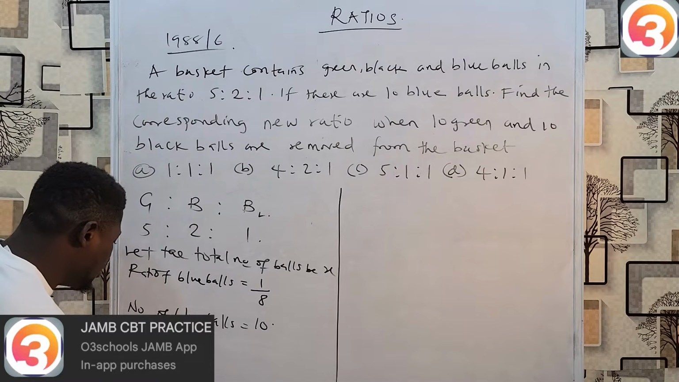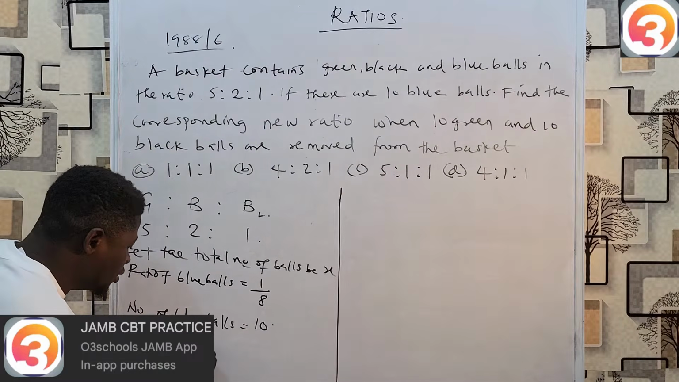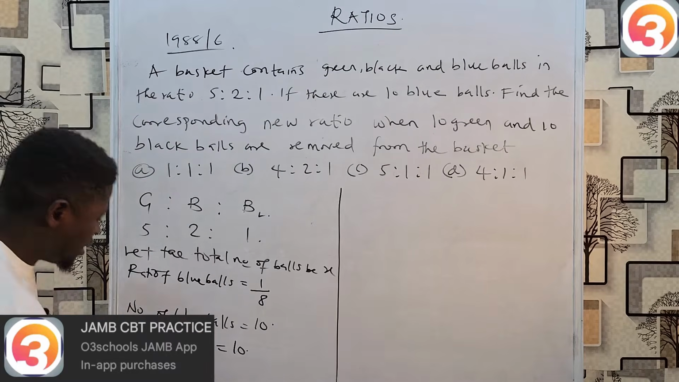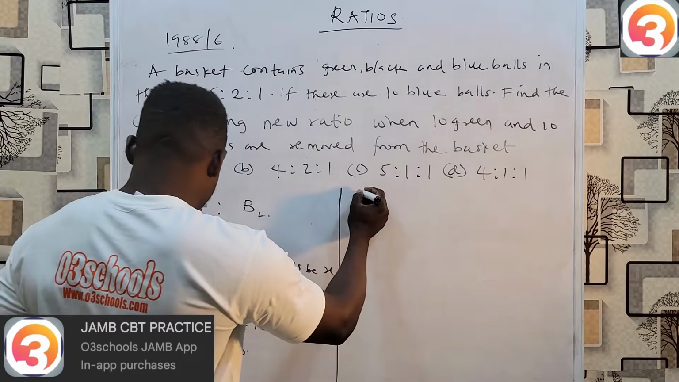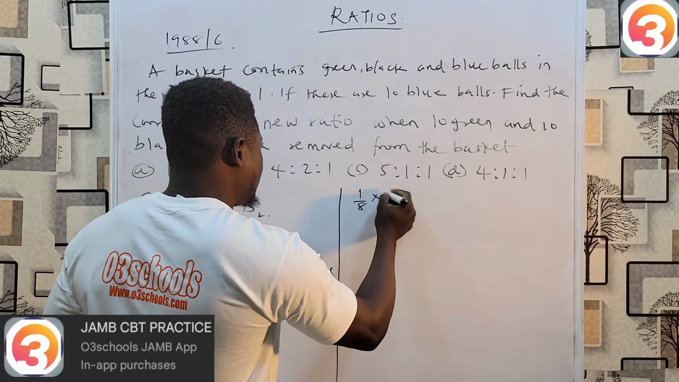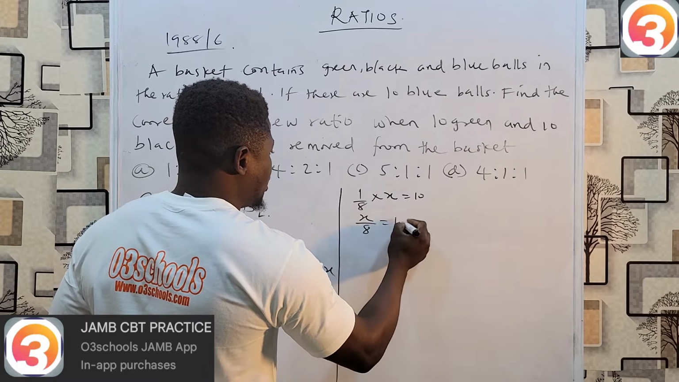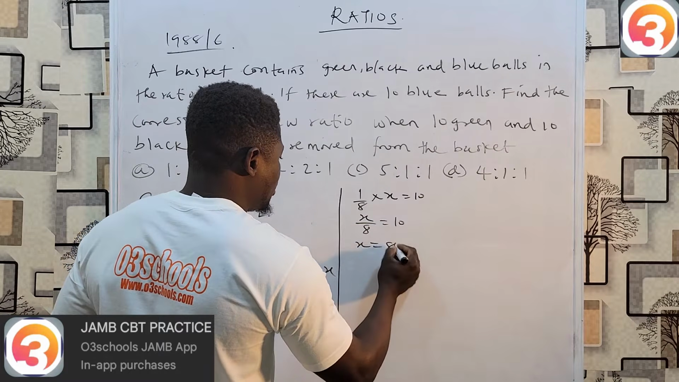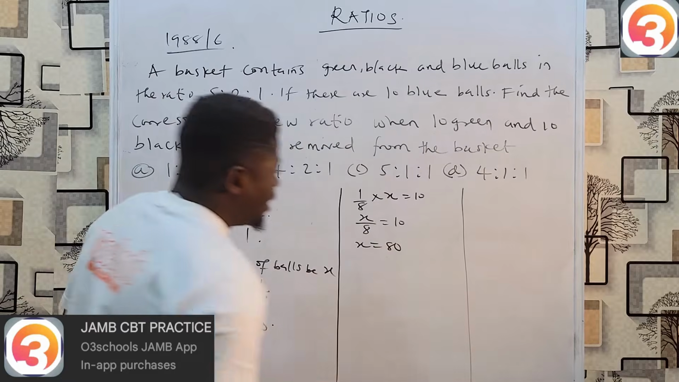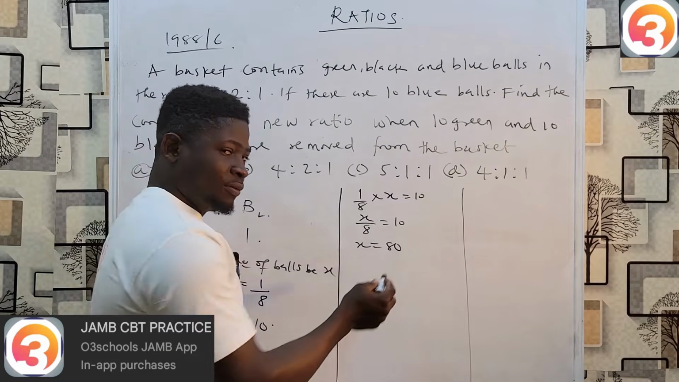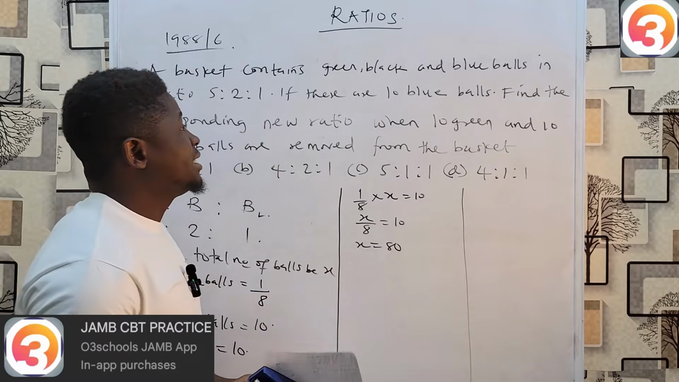we see that the ratio of blue balls of x is equal to 10. Now, you can turn this to multiplication. So I'm going to have 1 over 8 times x equals 10, or x over 8 equals 10. If you cross multiply, x is 80. So we have 80 balls in that basket, of which 10 are blue.